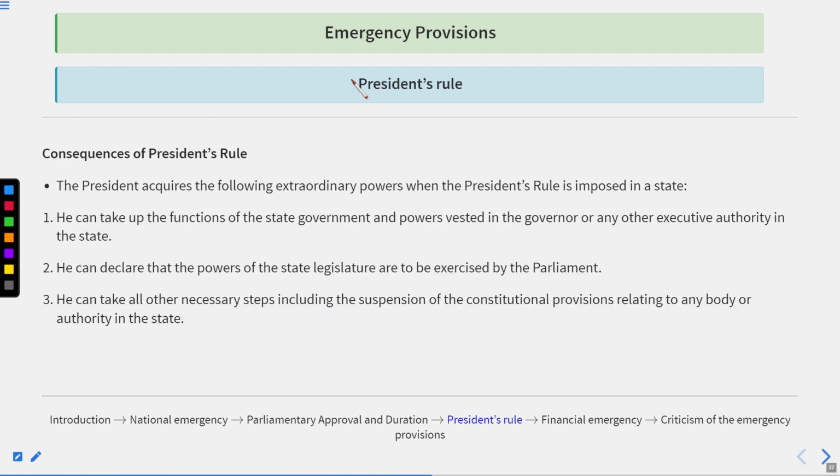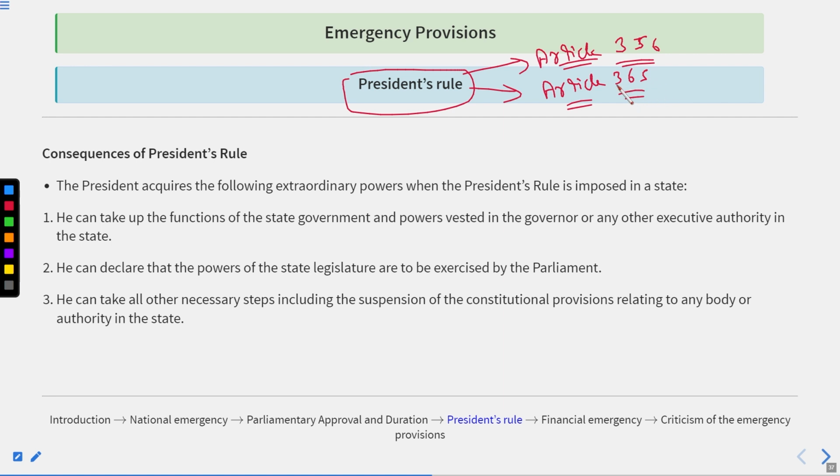So as we know, by the power of Article 356 and Article 365, the government could impose the president rule. Okay, we had discussed this thing.